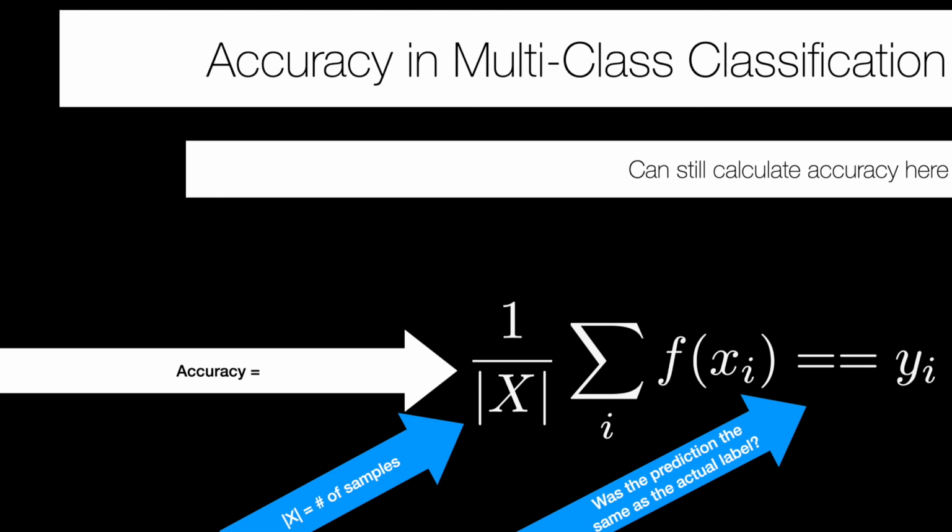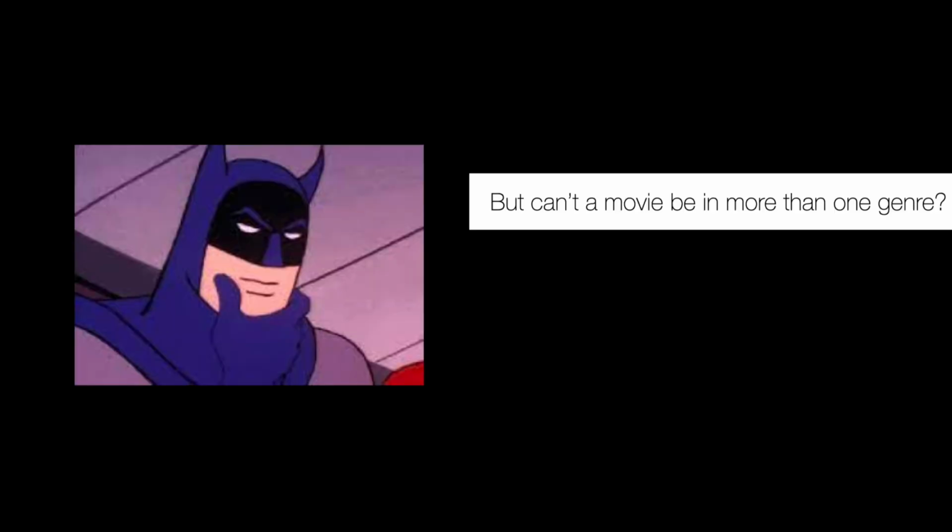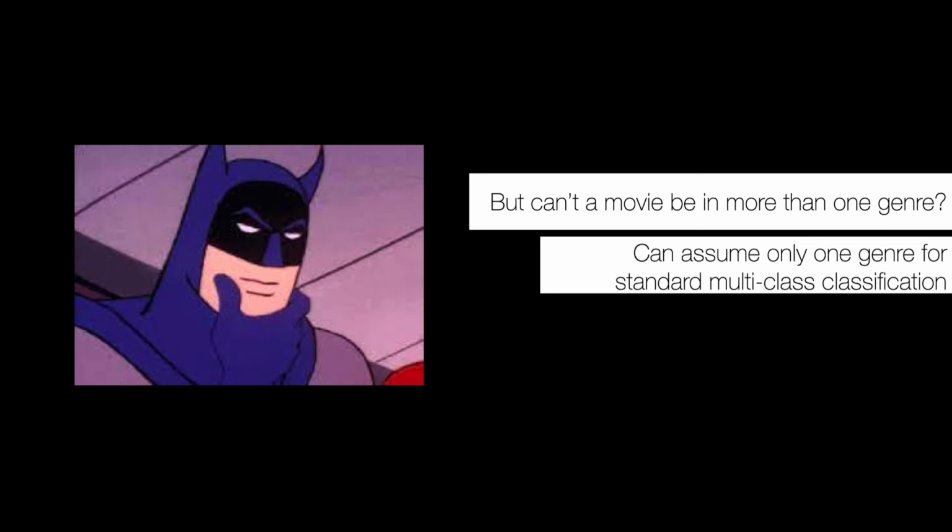Same kind of evaluation metrics apply. You can still calculate accuracy here, just like you did before with the standard binary classification, though how you do weighting might be different. When we talk about evaluation in a couple lectures, we'll see that. But you may have asked yourself, well, a movie can be in more than one genre, right? So how do we deal with that?